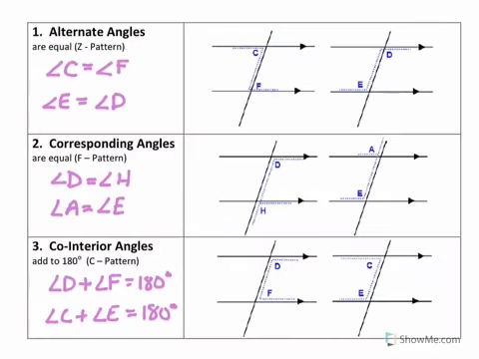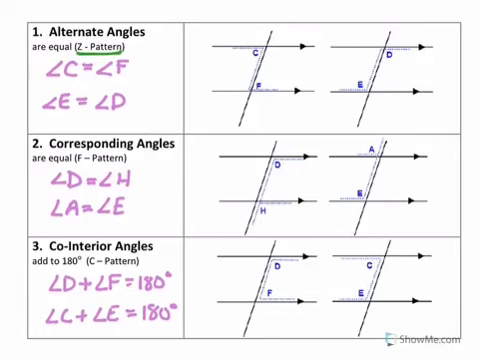Okay, so if you take a look over here, you'll see that I have a lot of examples on the right-hand side of parallel lines and a transversal. Now, when you have those parallel lines and the transversal, they give rise to three different rules: the alternating angles, the corresponding angles, and the co-interior angles. Okay, so let's take a look at each one.